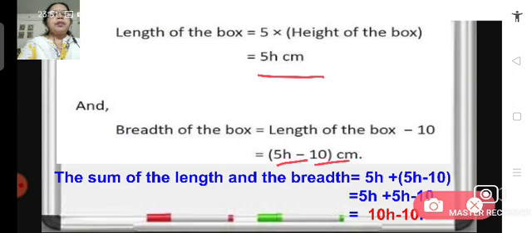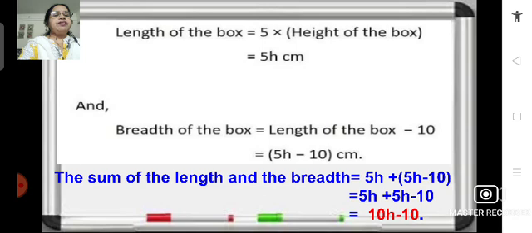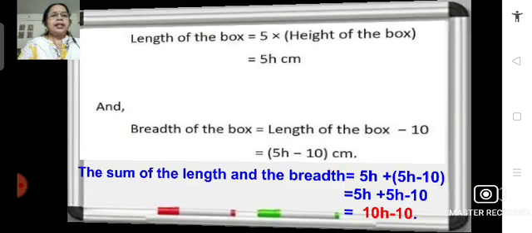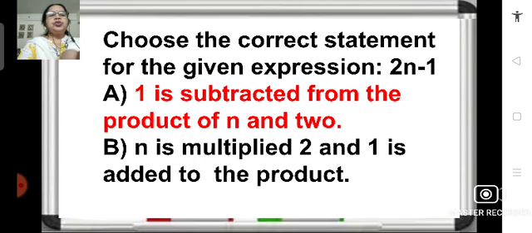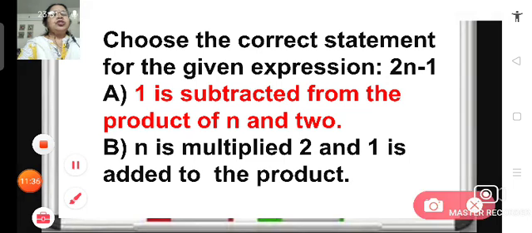So, what will be the sum of length and breadth? It will be 5h plus 5h minus 10. So, it is 10h minus 10. So, the answer is 10h minus 10. Now, choose the correct statement for the given expression 2n minus 1. So, here we have two answers.